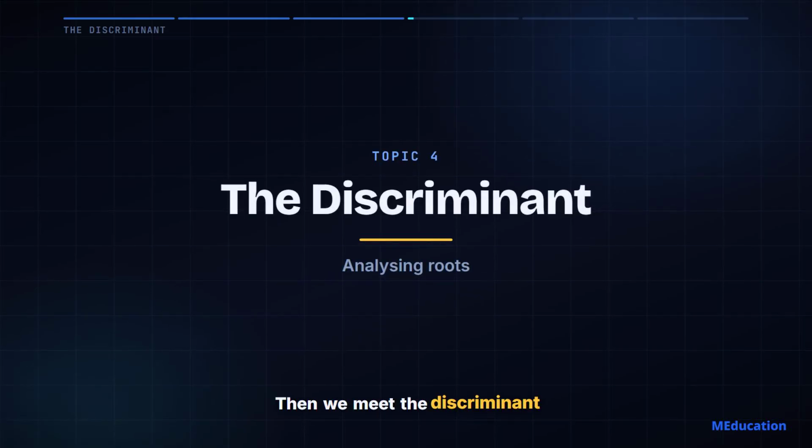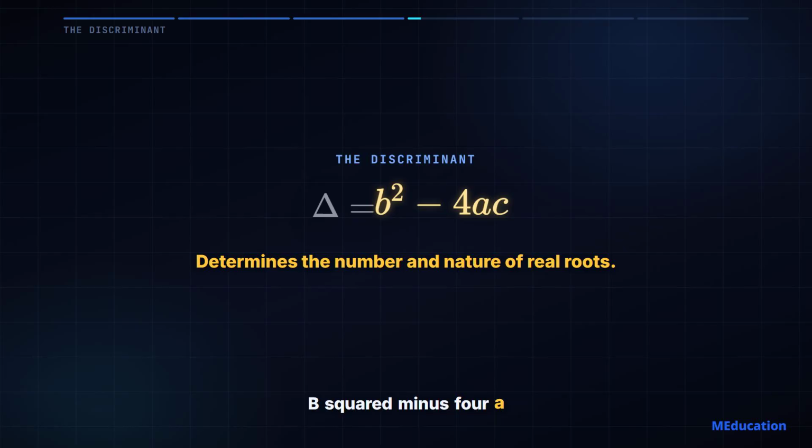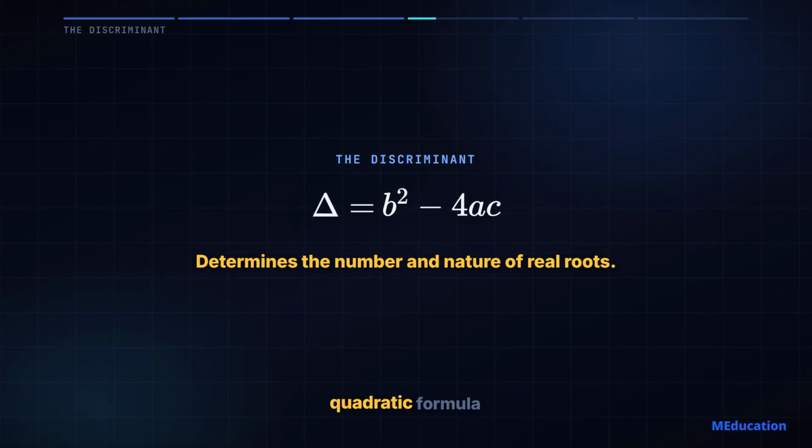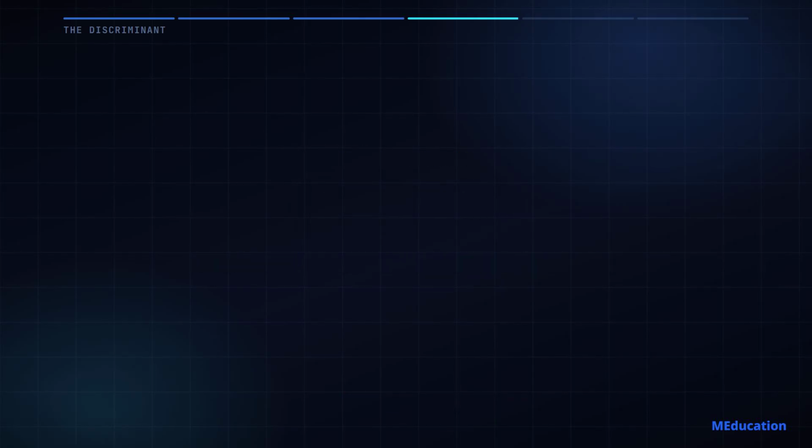Then we meet the discriminant, b squared minus 4ac. This single, powerful expression sits inside the quadratic formula, and it allows you to determine the exact nature of the roots without ever actually solving the equation. You will use the discriminant to find unknown coefficients and flawlessly execute show-that proofs. If an examiner asks you to prove a line is a tangent to a curve, the discriminant is exactly the tool you will reach for.